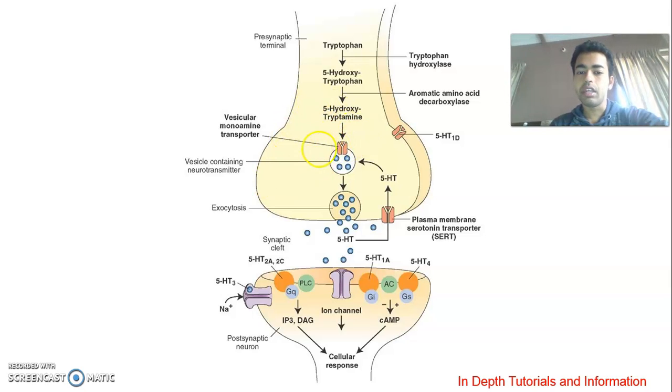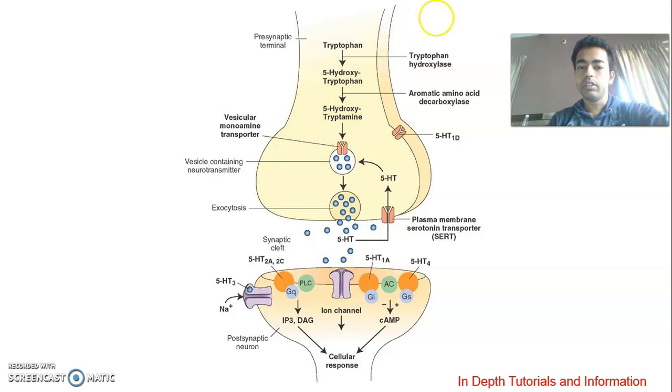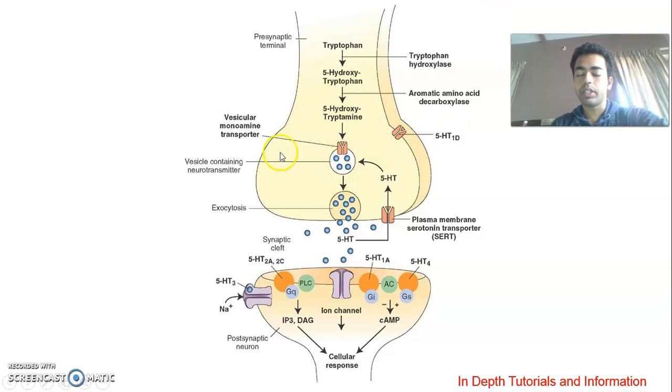When there is an excess amount of calcium within this presynaptic neuron, it will lead to depolarization, and whatever 5-HT is present in this vesicle will be thrown out by means of exocytosis, that is from the presynaptic neuron to the synaptic cleft, right? So this is how it is released.